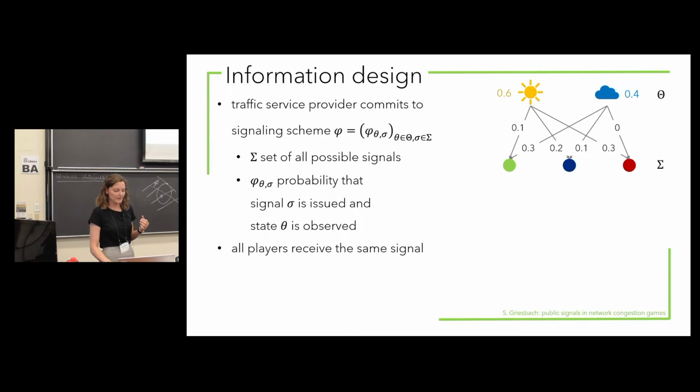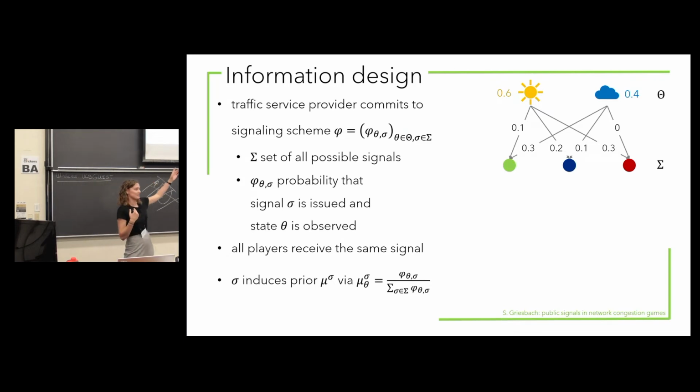And now what do we do with the signals? Well, since we as a participant know the signaling scheme, we know the edges and their weights. And now this signal that we obtain induces a new prior. So for example, we obtain a green light. Then we can see in this graph, okay, with 10% probability, this comes from the sunny weather situation, and with 30%, this comes from the bad weather situation. So if we combine this, then now we know the chances of a good weather day is 1/4, and the chances of bad weather is 3/4.